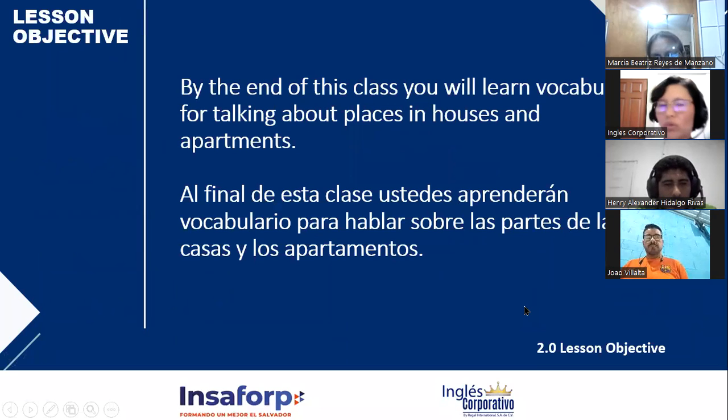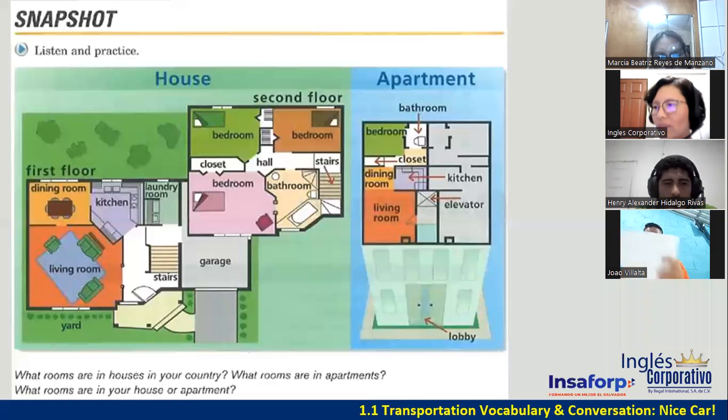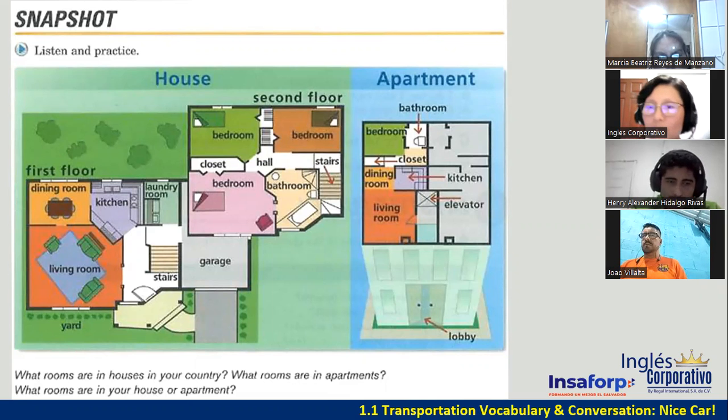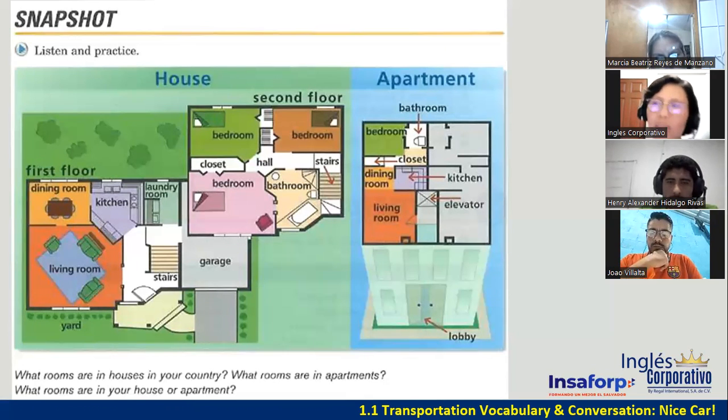So, in this case, we're going to start with the first topic. It says by the end of this class, you will learn vocabulary for talking about places in houses and apartments. So what do you have in that part? We have like a map about a house and an apartment, and it gives you vocabulary words. We have the first floor, then the second floor, and then the different sections within a room. So there are two things: we have a house and we have an apartment. In British English, it would be a flat. In North American English, it is an apartment.